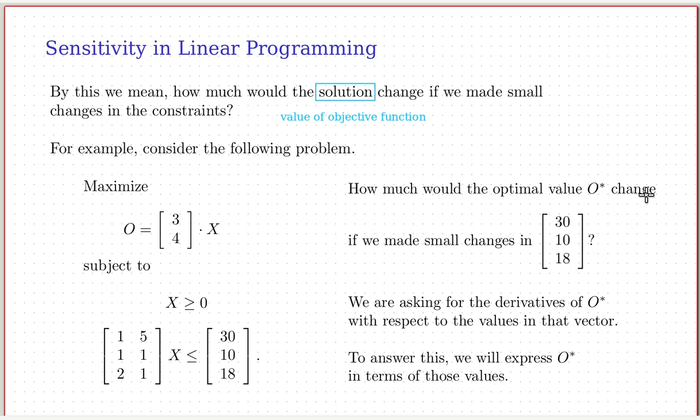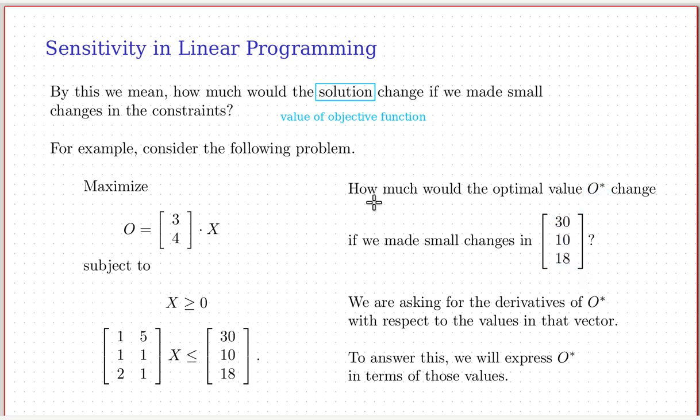In the context of solving a linear programming problem, we think of these numbers as constants. But when we're thinking about the sensitivity of O star to changes in these values, then we think of these as variables. We think of these as parameters that can be changed from one problem to the next. And we want to know, how does O star vary as we make changes in these values?